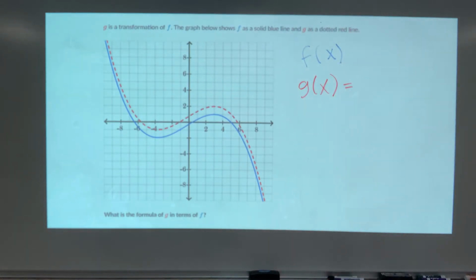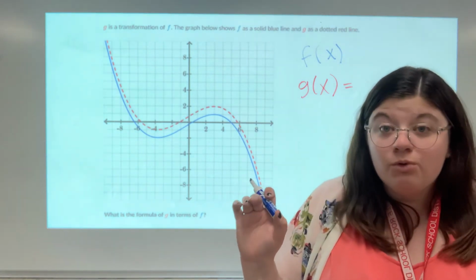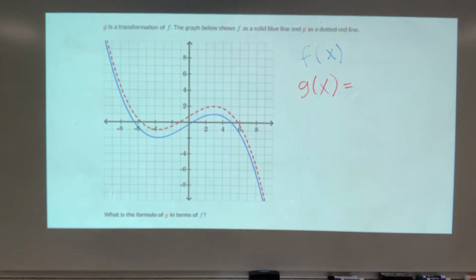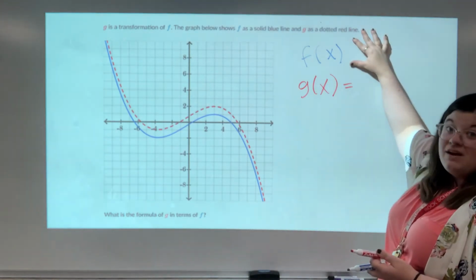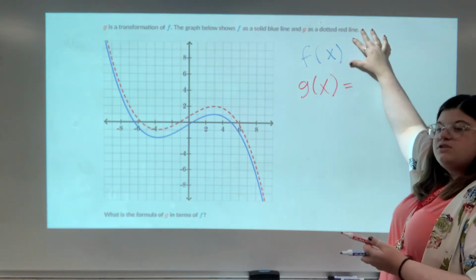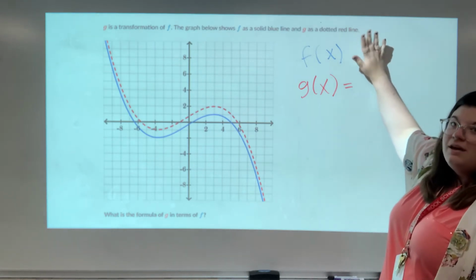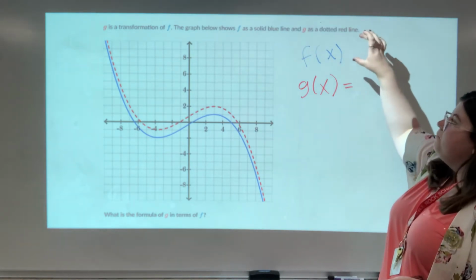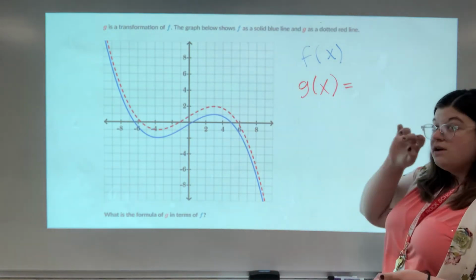It says the graph below shows f as a solid blue line and g as a dotted red line. We see that. And it's asking what's the formula, what is this transformation rule of g in terms of f. So I don't know what f of x is. It could be f of x equals negative x cubed plus 3x squared. It could be anything, right? But if we had to write g of x in terms of f of x, what's happening to our transformation?